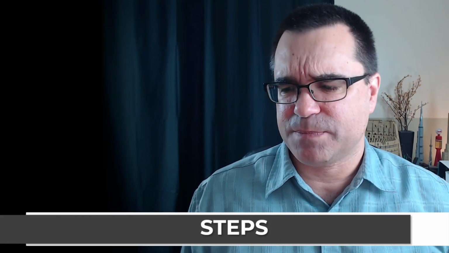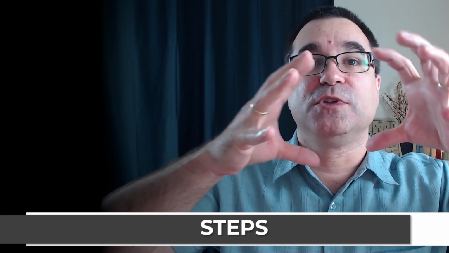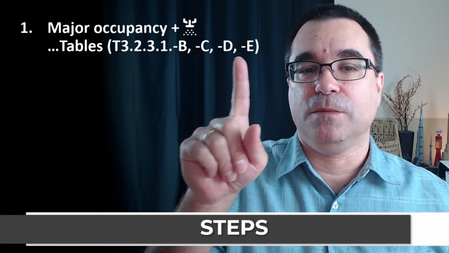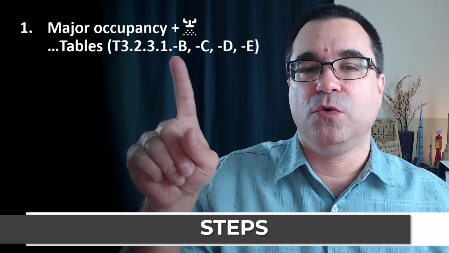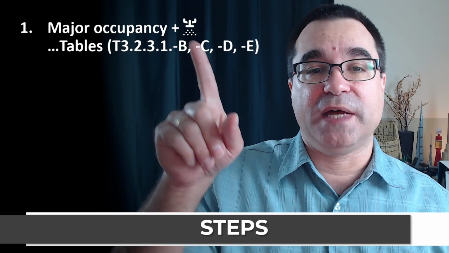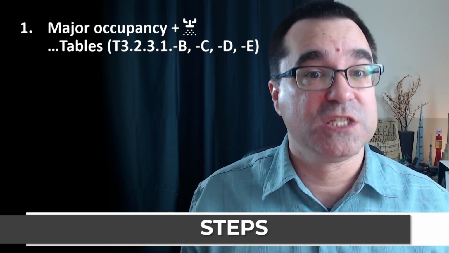So here are the steps to do a typical question where the end result is going to be the percentage of unprotected openings for each exposing building face. You want to start off first by identifying the correct table, whether it's 3.2.3.1b all the way to E, one of these 4 tables. And to do that, you have to use the major occupancy of the building and whether or not it is sprinklered.